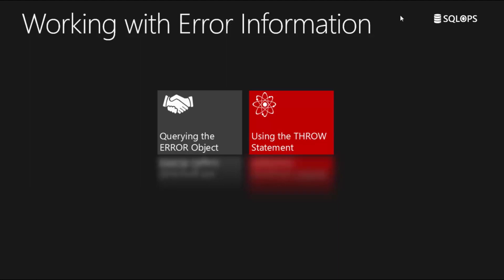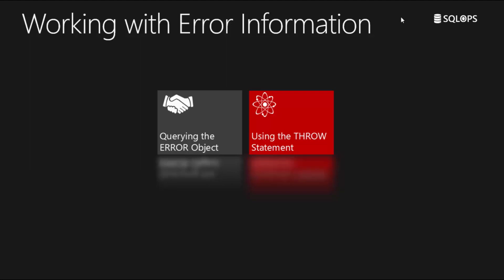The throw statement can also be used to raise system errors that have been handled by a catch block in order to pass them to the calling procedure or application. In this lesson, you will learn how to use the system error functions as well as the throw statement. You will learn how to return detailed information about errors using the error object functions and use throw to raise user-defined errors and pass runtime errors.